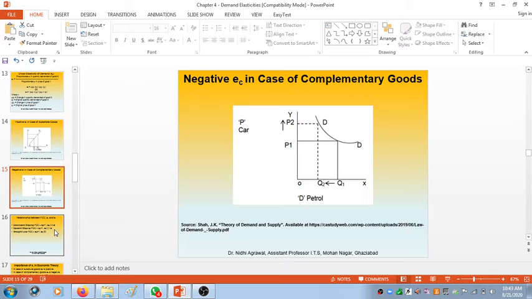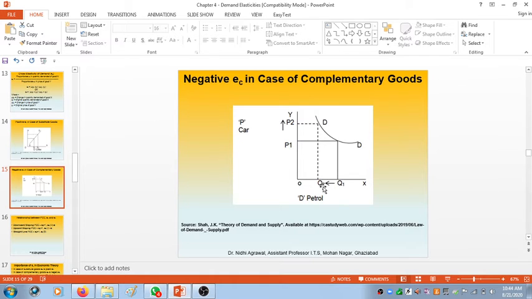Similarly, in the case of complementary goods, negative elasticity is there. We have taken two items, petrol and car, because if one is not available then another cannot run. So these are complementary goods dependent on each other, right? Initially we have the price P1 of car, and at this point we are using petrol quantity Q1. Suppose now the car becomes dearer, the price of car increases from P1 to P2. So what is going to happen? Now the petrol demand is going to be reduced from Q1 to Q2.